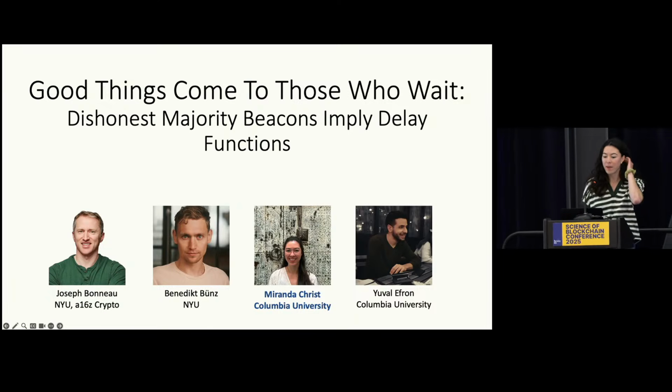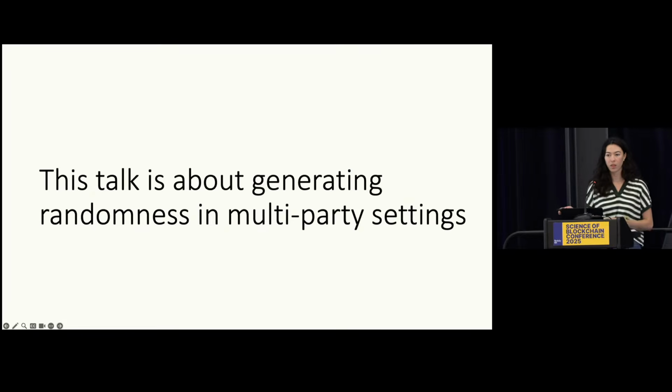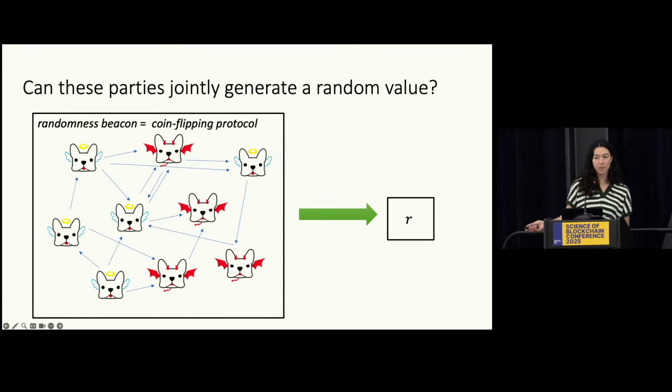Today I'll be talking about delay functions and dishonest majority randomness beacons. This is joint work with Joe Bonneau, Benedict Bunz, and Yuval Efron. So I'll be talking about the important problem of generating randomness in multi-party settings, and this problem is especially relevant in blockchains. Specifically, I'm considering a setting where you have many different parties, some of whom might be honest and some might be dishonest, and together they want to generate a random value R. This kind of protocol is often called a randomness beacon or a coin flipping protocol, and I'll be using these two terms interchangeably.